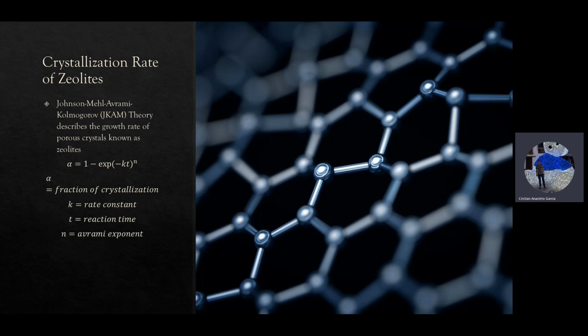The equation shown here is what's used to model the growth of these crystals, and as we can see, the alpha on the left side is known as the fraction of crystallization. This is pretty much just how much crystal is formed over how much total crystal will possibly be formed from the solution. And then we have a variable k, which is known as the rate constant.